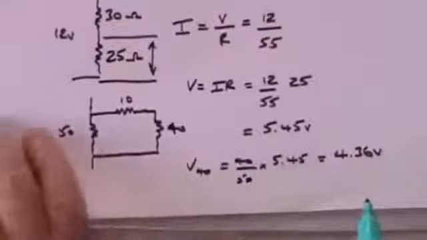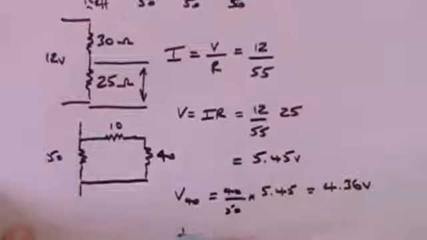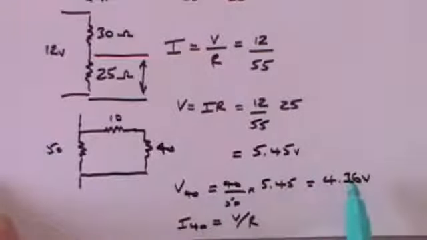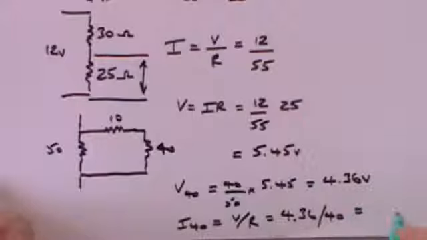And now we can finally do what we were asked to do, which is to find the current through the 40 ohm resistor. The current through the 40 ohm resistor is the voltage divided by the resistance. The voltage we just found across the 40 ohm resistor is 4.36, divided by the resistance, which is 40, and that will give you a current through the 40 ohm resistor of 0.11 amps. Then the final question, question 12, revolves around alternating current.